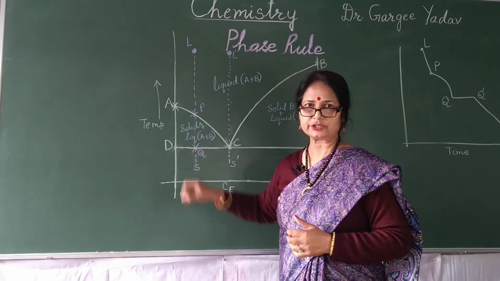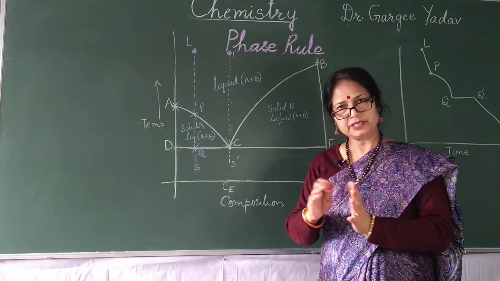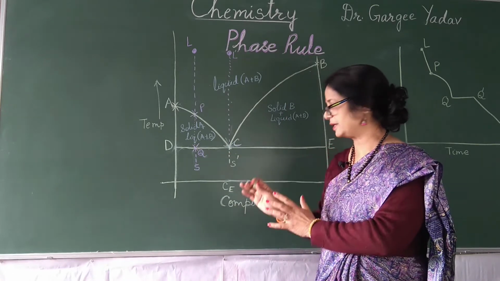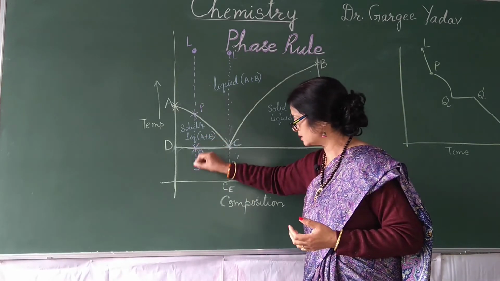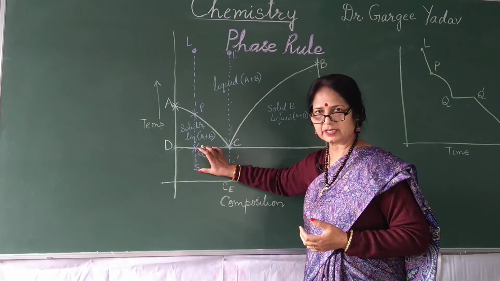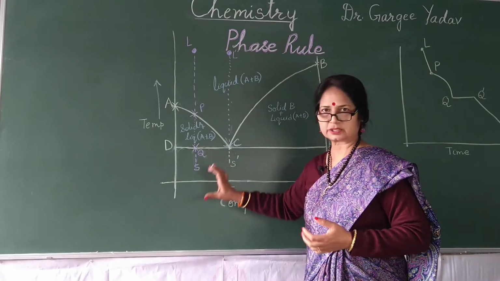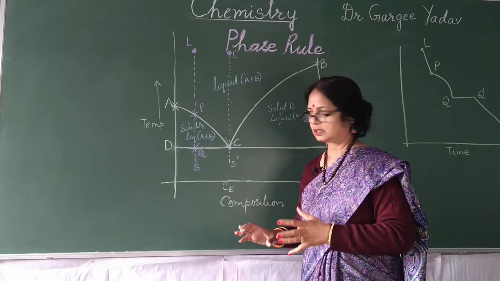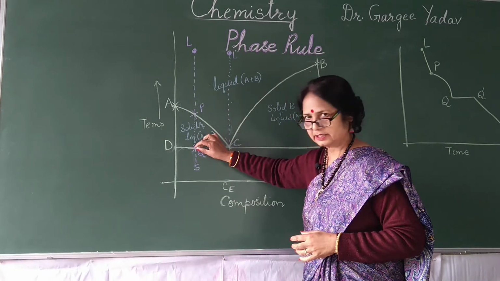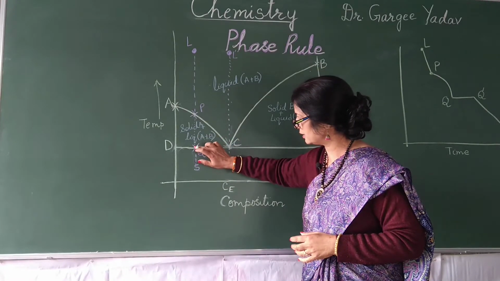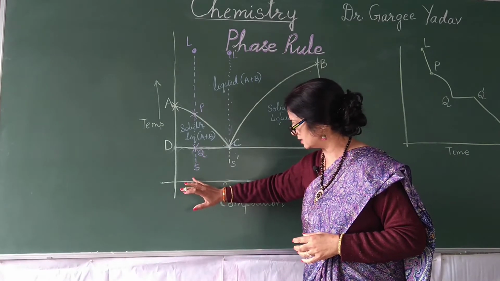And what will happen at point Q? The temperature will fall further, and at point Q, the B component also starts separating out along with A. And after Q, what will happen? We are having the solid phase here, and this represents the cooling of the whole solid system. The whole system solidifies at this point. This is the eutectic point for the composition which represents this.